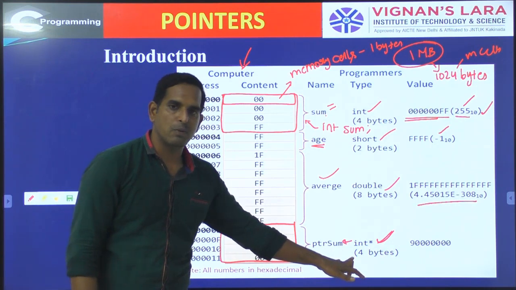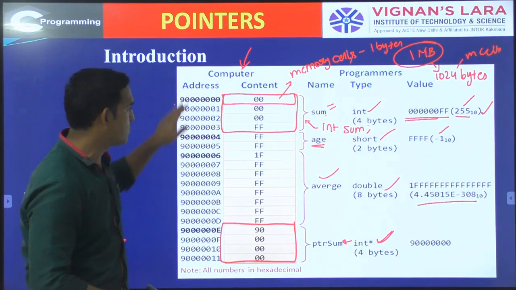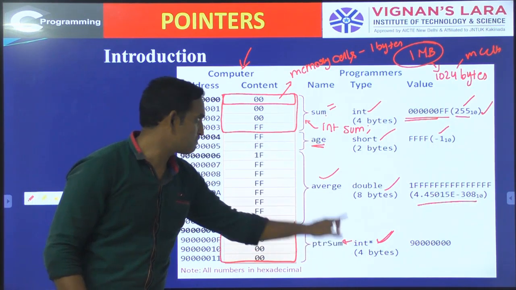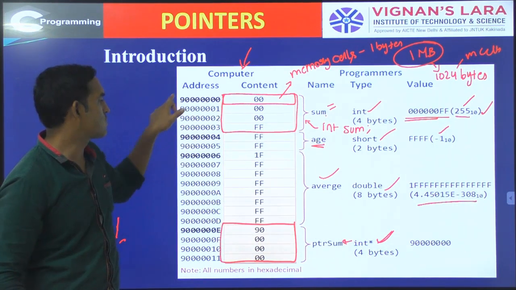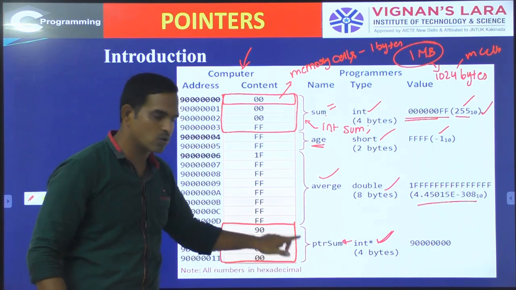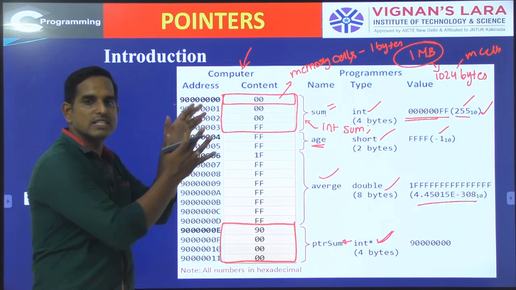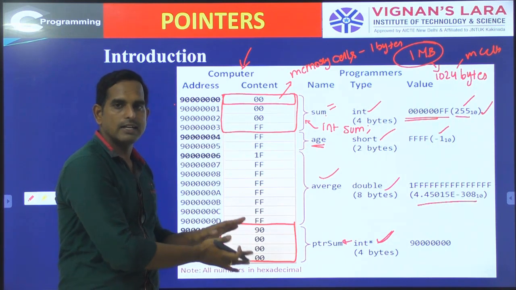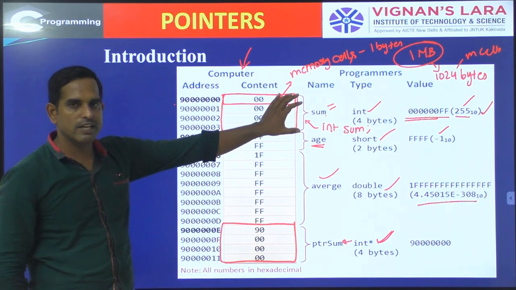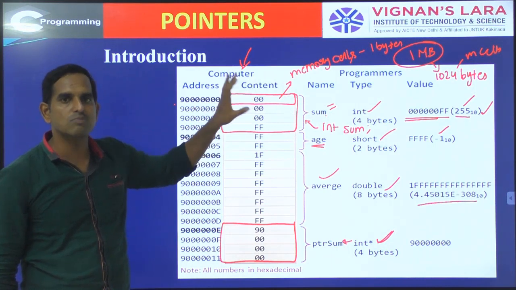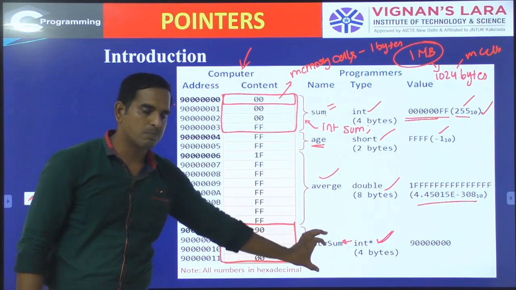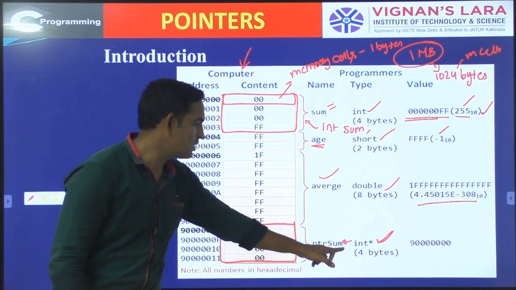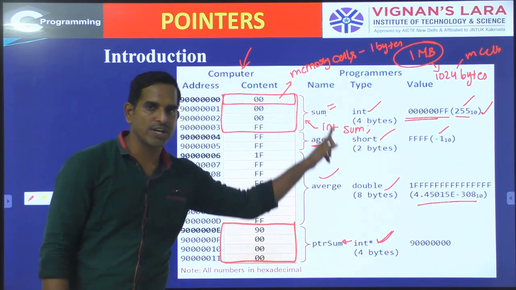But since it is a pointer, it will store only memory addresses. We are trying to store the address of sum. That particular sum's address is this location, and that location will be stored here. So this is the basic differentiation between general variables and pointer variables. General variables will store normal values based upon the data type. Pointer variables will store memory addresses based upon which data type they are pointing to.